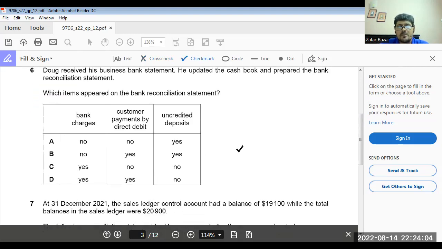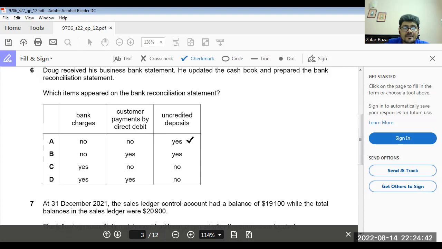Now, Dog received his business bank statement. He updated the cash book and prepared the bank reconciliation statement. Which item appears on the bank reconciliation statement? Bank charges appear in the cash balance per cash book. Customer payments by direct debit are recorded in the updated cash book. They are going to appear. Now, uncredited deposits. This is already recorded in the cash book, so it's not going to be included in the updated cash book. It's going to be recorded in the bank reconciliation statement. So the answer would be option A.